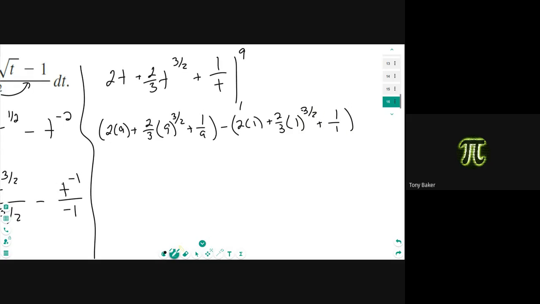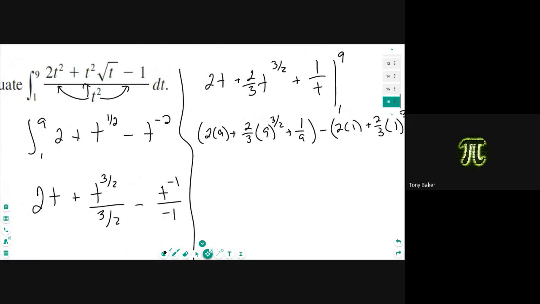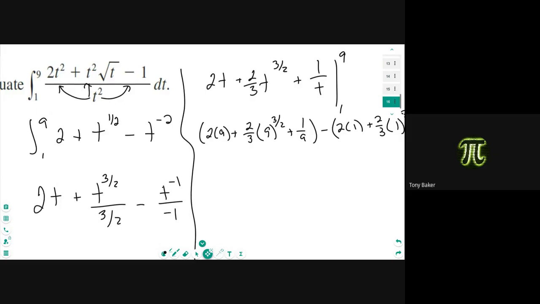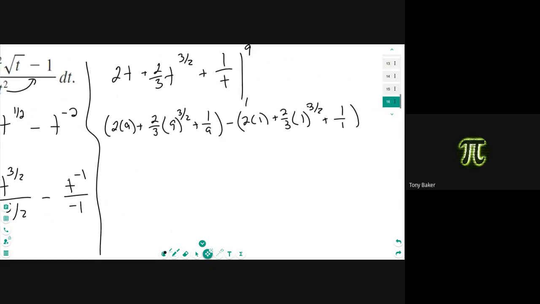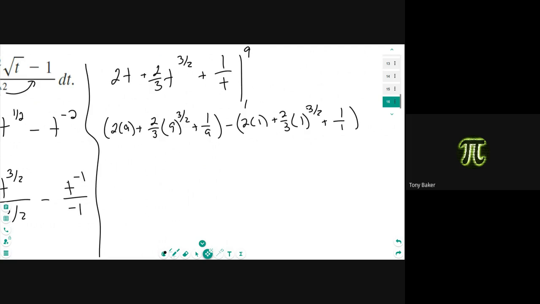Shouldn't the integral 2t be t squared? Did I screw that one up? It wasn't 2t. It was 2. Oh, you're right. I was like, look, because that's an easy mistake to make.